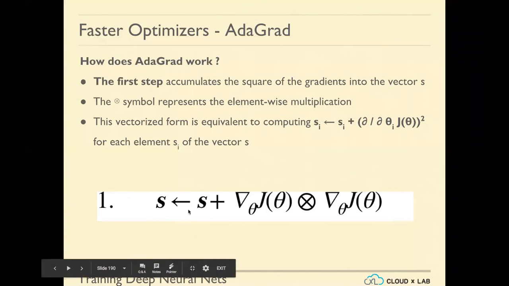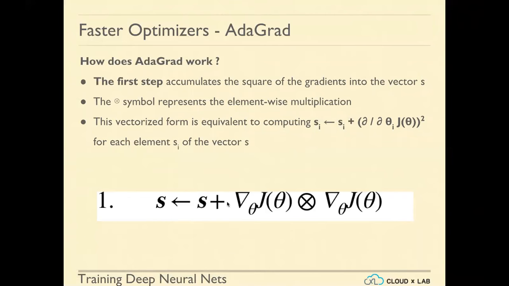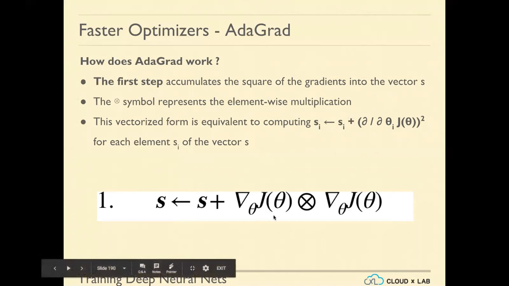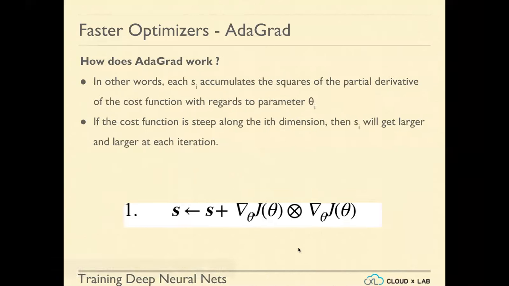And how it's computed: previous s values plus the square of the rate of change of J with respect to each theta i. This is the square of it. It's a scalar multiplication, you can say element-wise multiplication. So if it is a one-column array with all the gradients and we multiply with the second column, the same one, we essentially get the square of each of them. Okay, so that's how it is.